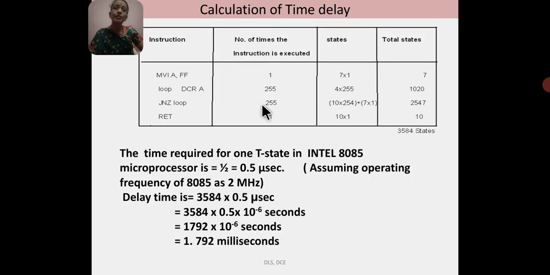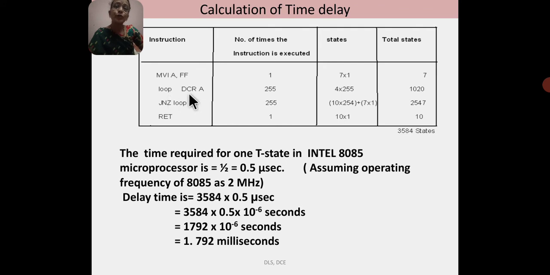So this table will give the total number of T states required for execution of the program. In the first column we have written the instructions. MVI A, FF executes only one time. So this instruction will be executed in the program one time. It requires 7 T states. So 7 into 1 becomes 7.